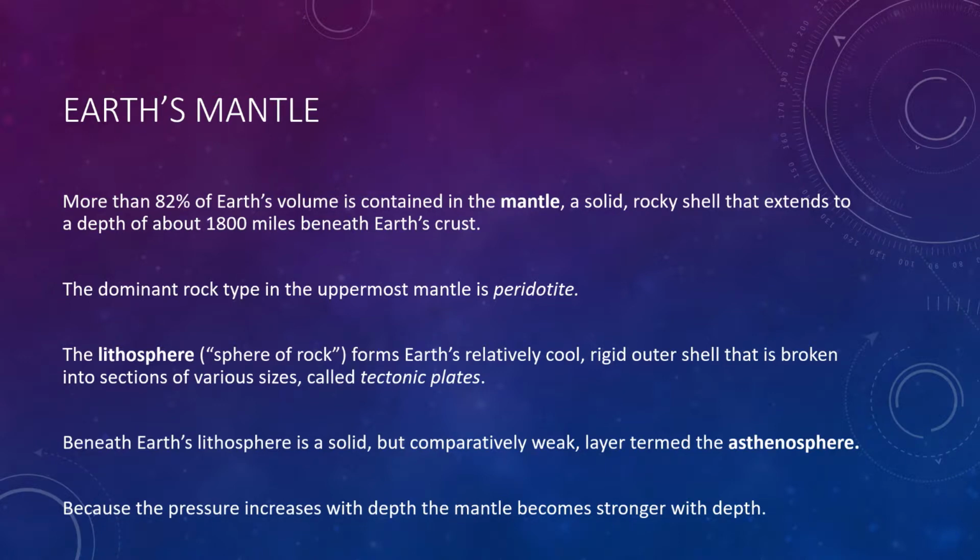From 410 miles deep to the top of the core, at a depth of about 1,800 miles, is the lower mantle. Because the pressure in the mantle increases with depth due to the weight of the overlying rock, the mantle becomes stronger with depth. Despite their strength, the rocks in the lower mantle are extremely hot, and as a result, they are capable of very gradual flow.